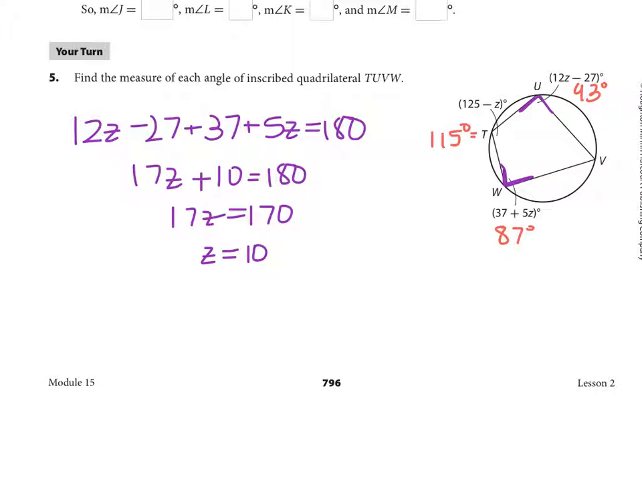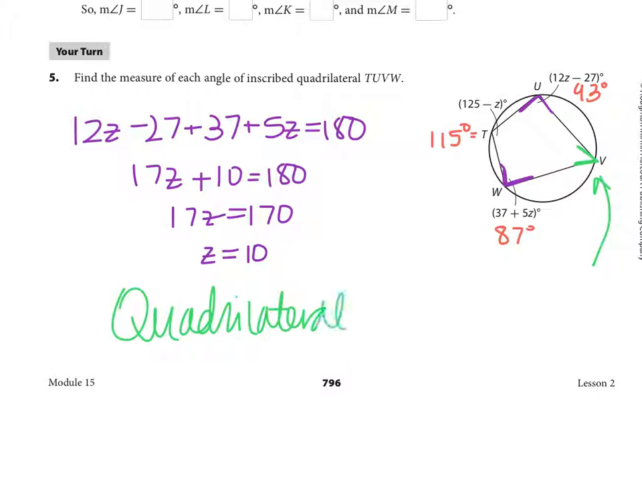So I get the first few just by plugging in, but sometimes people are confused, well, how do I find this last one? Because they don't tell me anything about angle V. Well, remember, this is a quadrilateral, and the sum of all the angles in a quadrilateral is always going to be 360 degrees. Remember, that's that n minus 2 times 180 formula, where n is 4 because there's 4 sides.